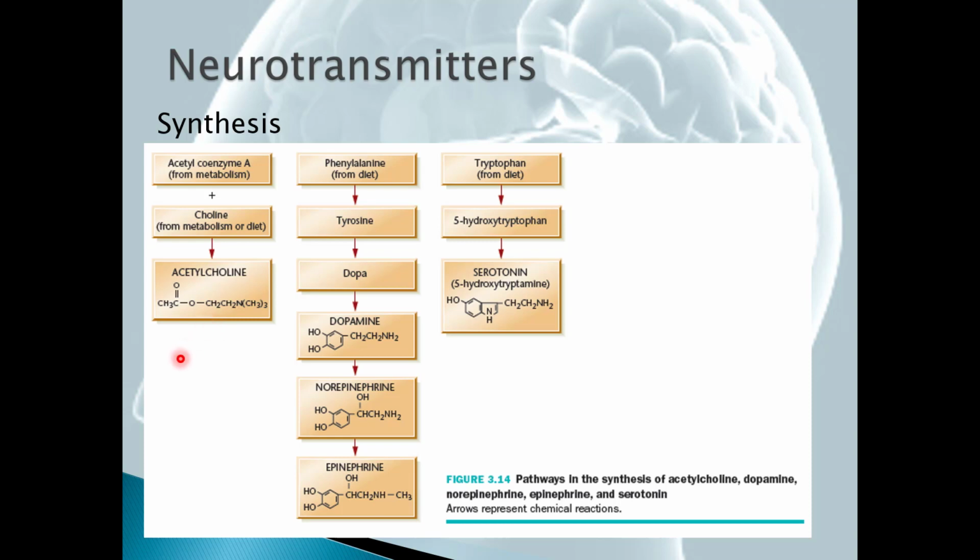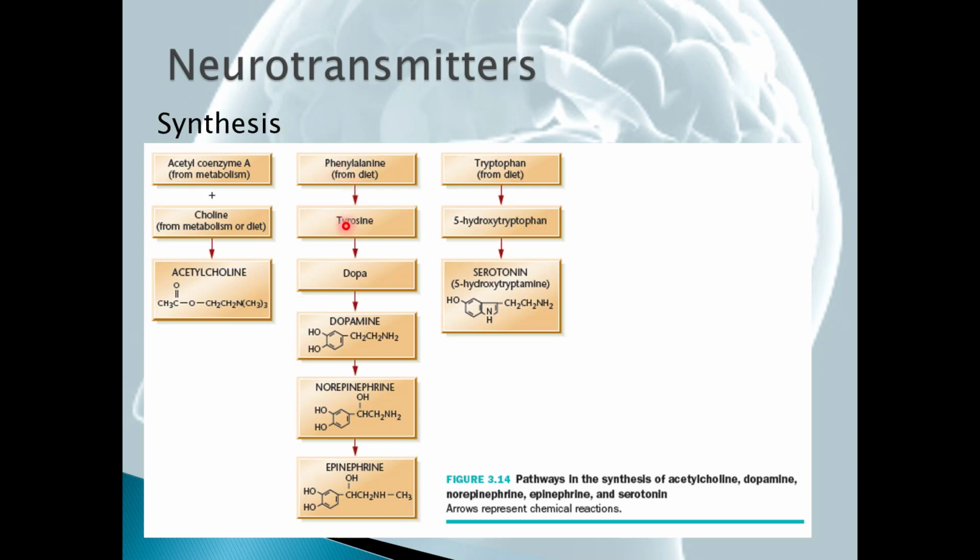So in terms of the synthesis of neurotransmitters, sometimes they come from things that are just simply in our diet, like choline can come from the metabolism or from our diet. Phenylalanine comes from our diet. Tryptophan from our diet. So these are precursors to neurotransmitters. So acetylcholine is simply an enzymatic reaction combines acetyl coenzyme A with choline, and thus we get acetylcholine.